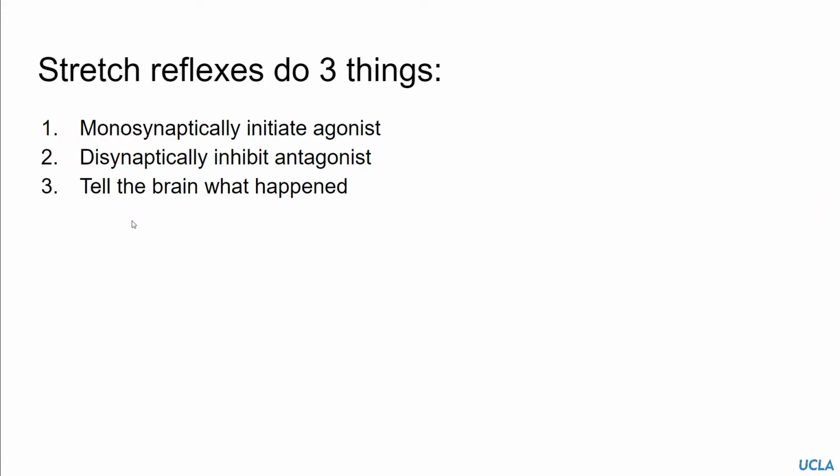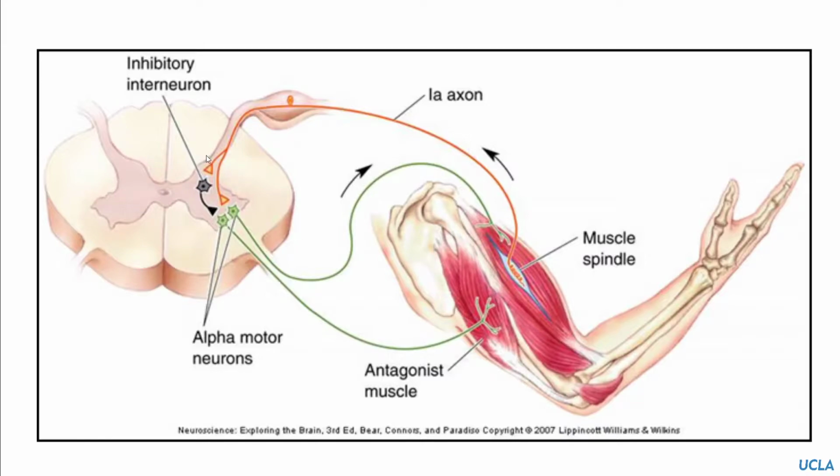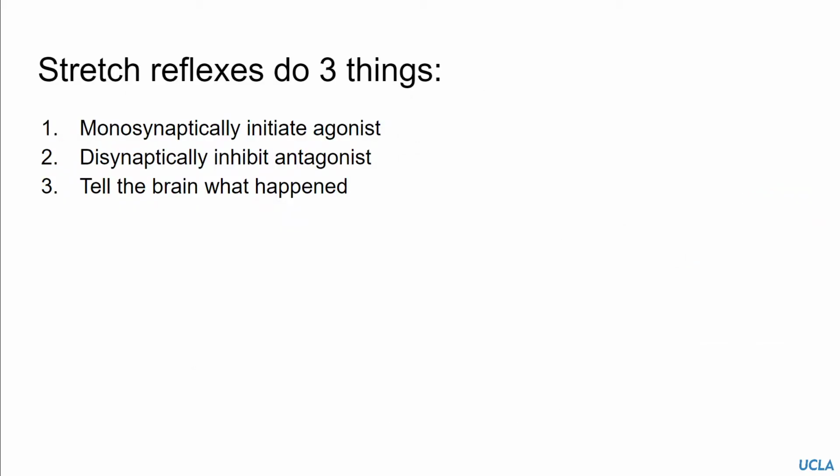Okay, but the third thing is we tell the brain what happened. That is not shown here, but what happens is you go off into the white matter and then you shoot up to the brain and you say, hey, this is what we're doing and this is what has happened. Okay, and that is how proprioception is done. It's through this third step.